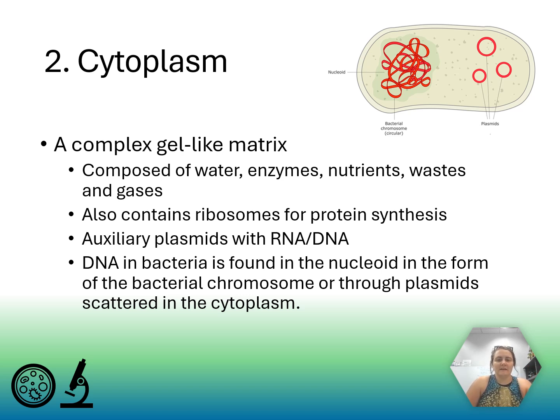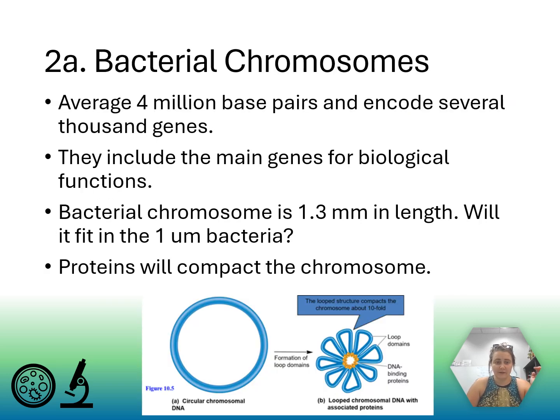And then the DNA in bacteria is found in the nucleoid in the form of the bacterial chromosome or in plasmids throughout the cytoplasm. So bacterial DNA is different from human DNA in that since the bacterium is most likely a singular cellular organism, it's in a specific nucleoid area or it's in those little plasmids. So let's talk about that really quick because genetic information is also important.